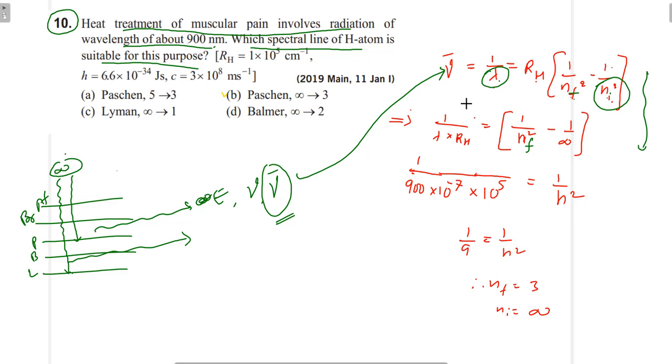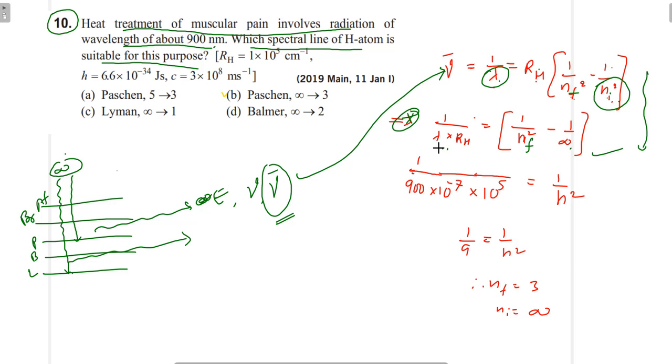Okay, so nu bar equal to 1 by lambda, that equal to RH. So RH I have written here. This is the formula, direct. Until this, anyone have any doubt? Then n initial I am taking infinity. Why? Because from infinity the electron is at maximum. Suppose if I am not getting this answer, then obviously I will take another option. Then 1 by infinity, that is nothing but 0.